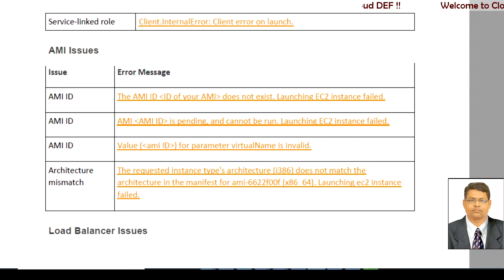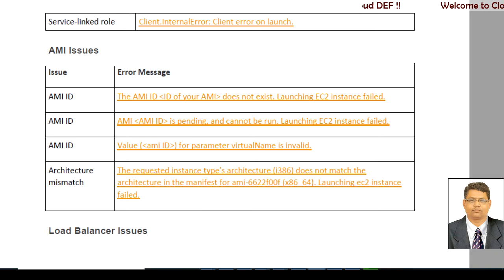Capacity limits. Issue, error message. Capacity limits: <number> instance(s) are already running. Launching EC2 instance failed. Insufficient capacity in availability zone: we currently do not have sufficient <instance type> capacity in the availability zone you requested. The security group <name> does not exist. Launching EC2 instance failed. The security group specified in your launch configuration might have been deleted.